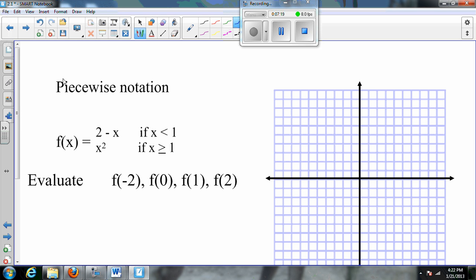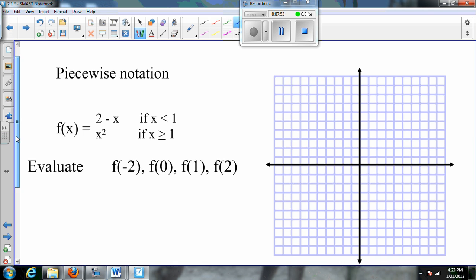So now we're going to talk about piecewise notation. It's where we have two different rules depending on where x falls. So we have f of x equals 2 minus x if x is less than 1, and we have f of x equals x squared if x is greater than or equal to 1. We're not going to worry about graphing this right now. We're just going to evaluate at negative 2, 0, 1, and 2. We'll get to graphing later.